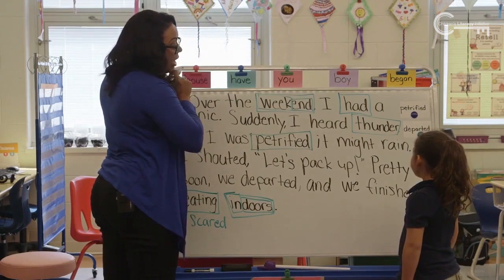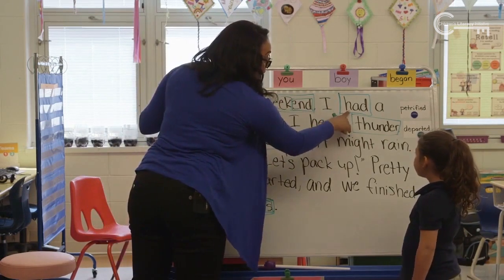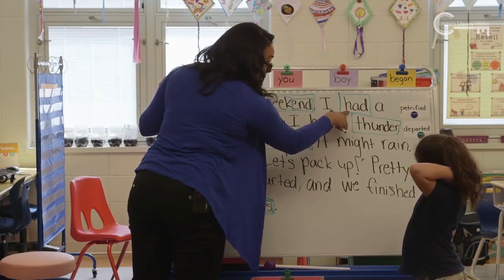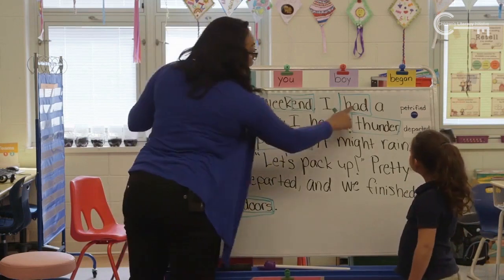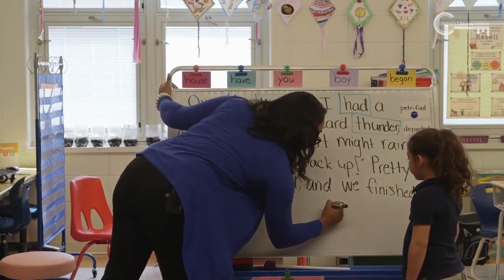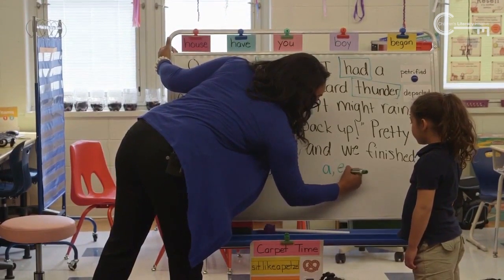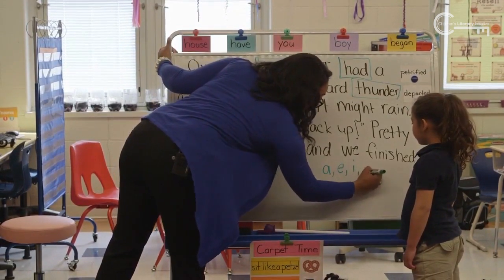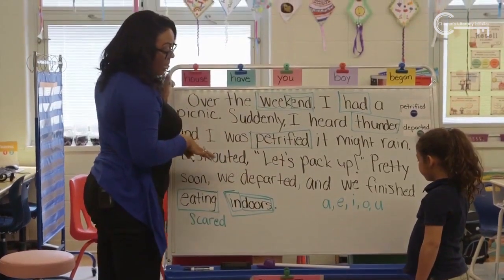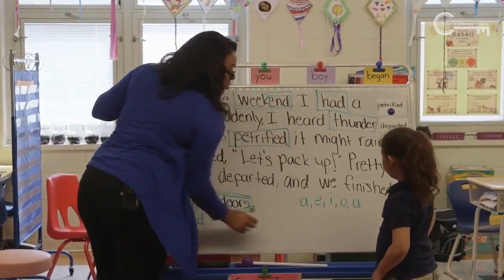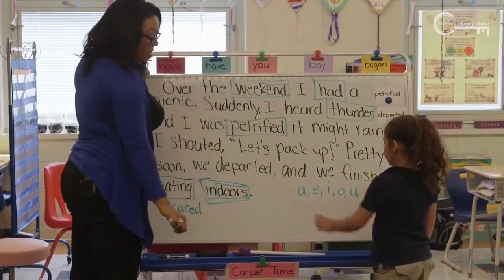H. Okay. No, H isn't a vowel, okay? H is actually something that we call a consonant, okay? And that's a big word, but what I want to talk about is our vowels. Do you guys know what our vowels are? Can you say them for me? A-E-I-O-U. Very good. So the vowels that we're going to talk about today are A, E, I, O, and U. So do you see any vowel down here that we have in our word up here?